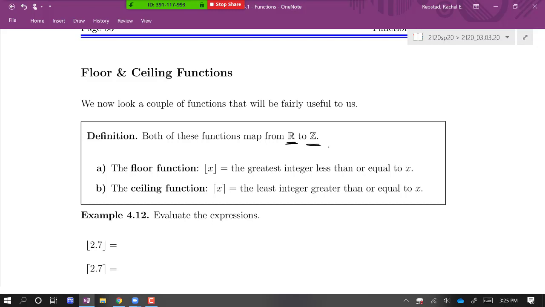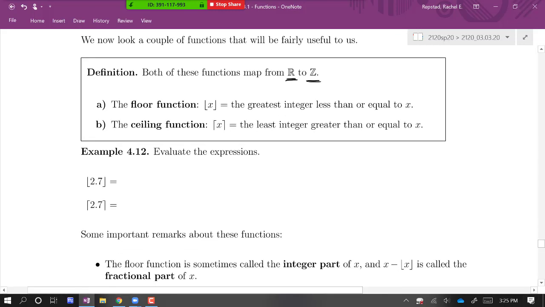So for example, if I apply the floor function to 2.7, I just get 2. It's like take the integer part. If it's a positive number that you plug in, it's just the integer part. If it's a negative, you have to be careful because you're rounding down. But if we apply the ceiling function to 2.7, it gives me 3. That's the smallest integer that is greater than or equal to 2.7.